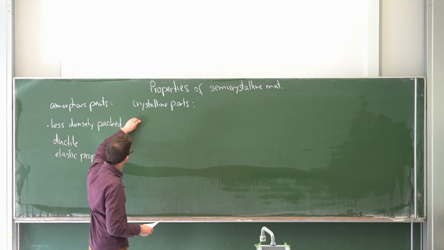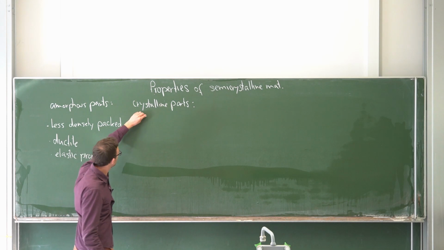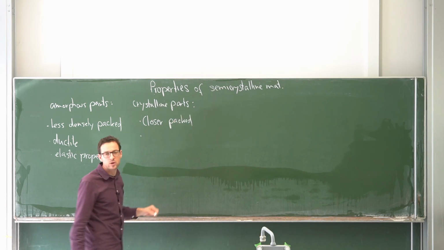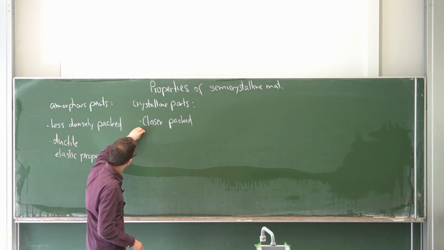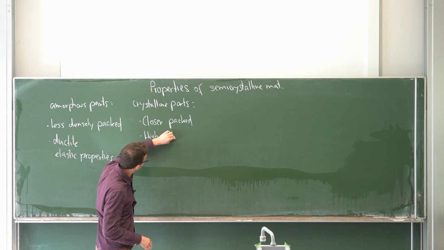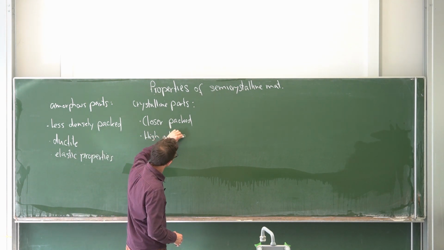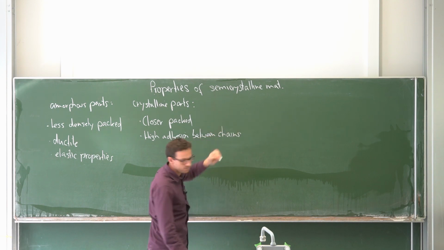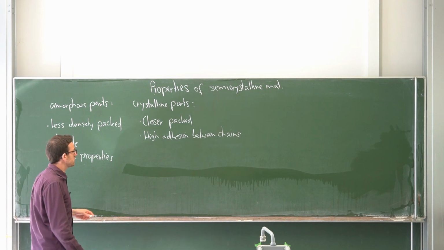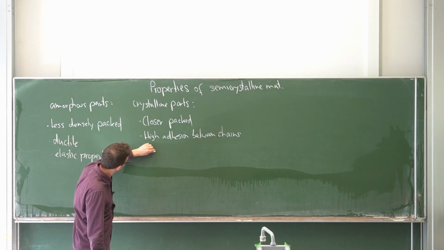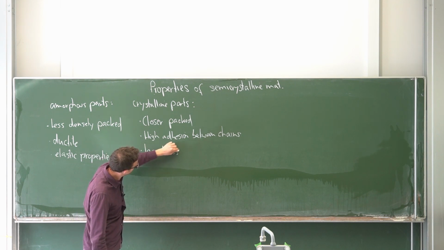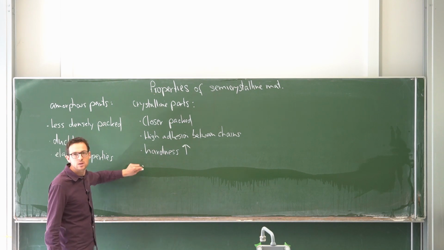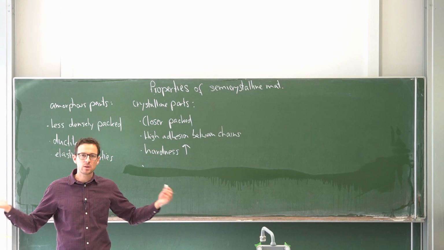So the crystalline regions, they are very strongly packed or closer packed. And they have a very high affinity to other chains. Or we could also say high adhesion between the chains, because this is what causes the crystallization. And these things, of course, lead to an increase in hardness, because the material is joined together much more strongly, but it also makes it brittle, because once it breaks, you break along a crystalline area and then it fails catastrophically.